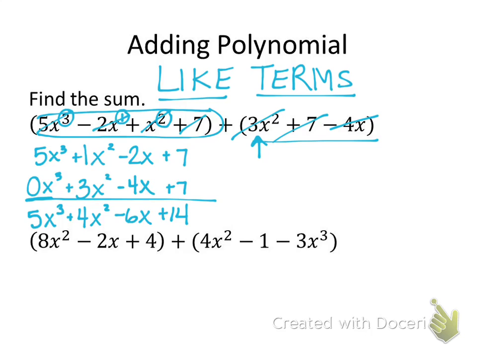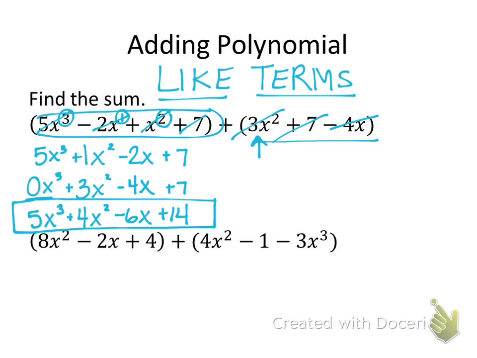Now, I told you at the beginning, every single answer has to be in standard form. Guess what? When we wrote those terms in standard form at the beginning, that took care of that. This is my final answer. 5x to the third power plus 4x squared minus 6x plus 14. That's my final answer. Okay, let's do the next one.